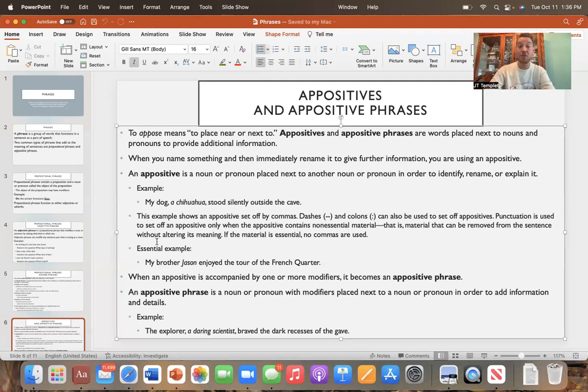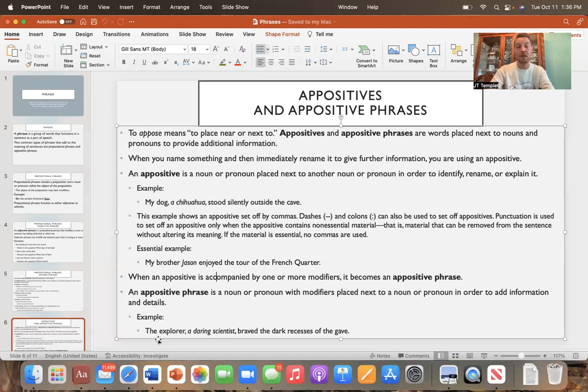Let's look at an example where it's essential. My brother Jason enjoyed the tour of the French Quarter. Here, these two are linked. I'm naming my brother, even though we could put commas in here. In this case, especially if I have multiple siblings, it's essential to classify that it's Jason I'm talking about and not Claudia, whomever. When an appositive is accompanied by one or more modifiers, it then becomes an appositive phrase. So it's the same as an appositive, except there's more words to it, right?